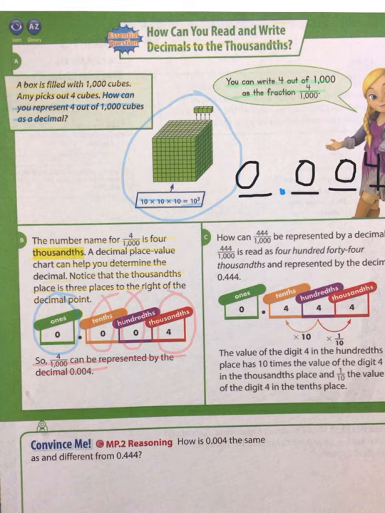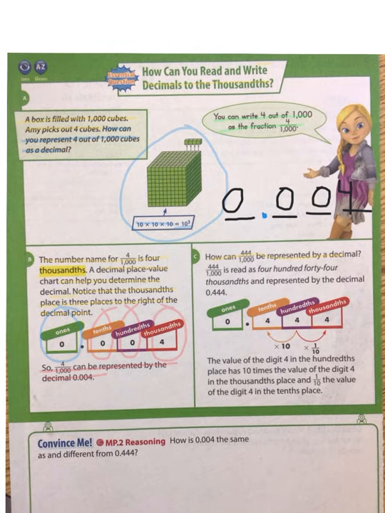Now let's look at part C. We want to know how we can write 444 over 1,000 represented by a decimal. I'm going to make this a little bit smaller so it's easier for you to see. Okay, 444 out of 1,000 is read as 444 thousandths. Practice saying that, 444 thousandths. And it is represented by the decimal 0.444. We have a 0 in our ones place, a 4 in our tenths place, a 4 in our hundredths place, and a 4 in our thousandths place.